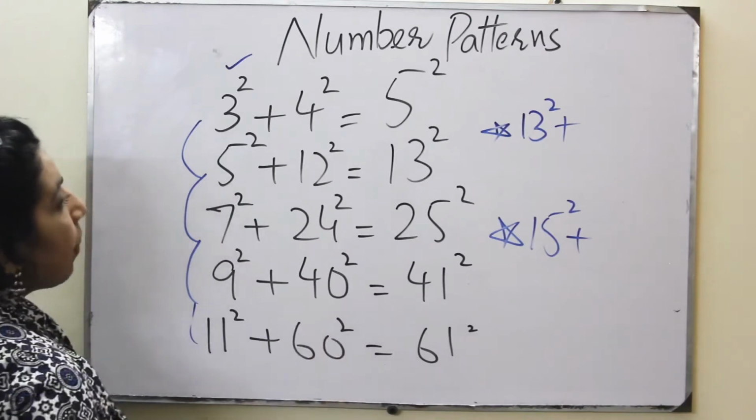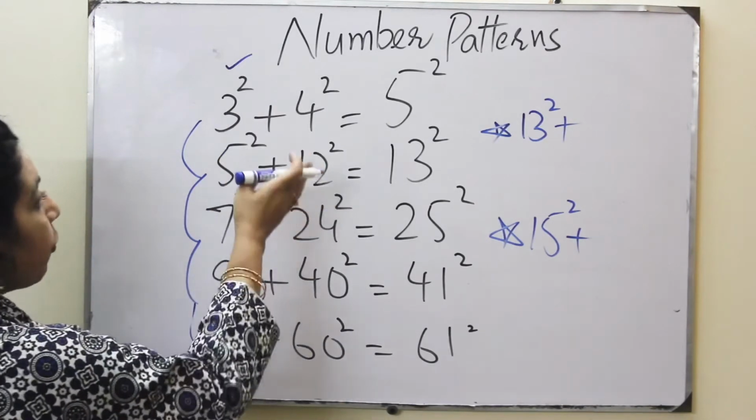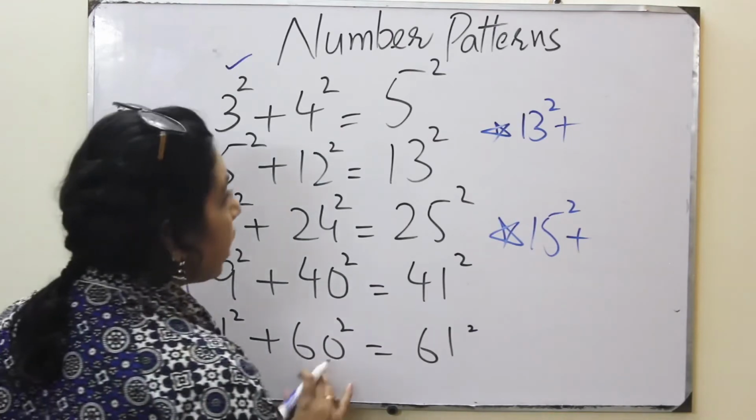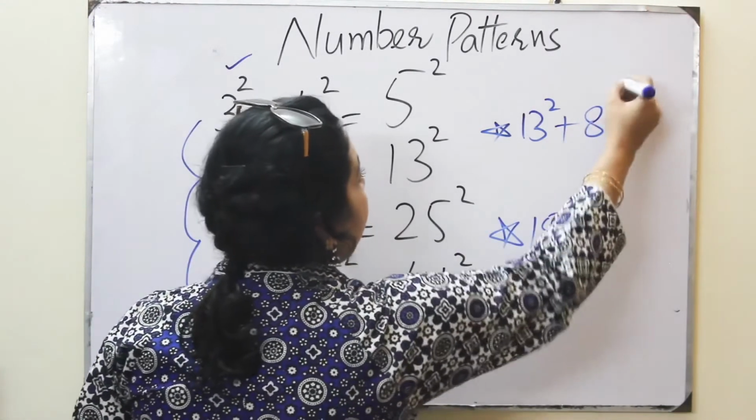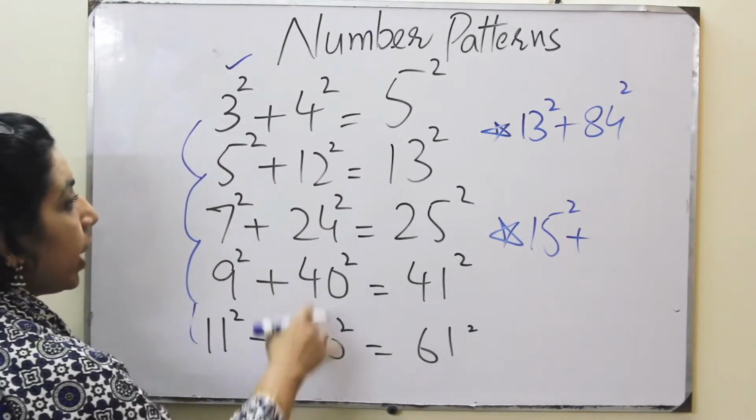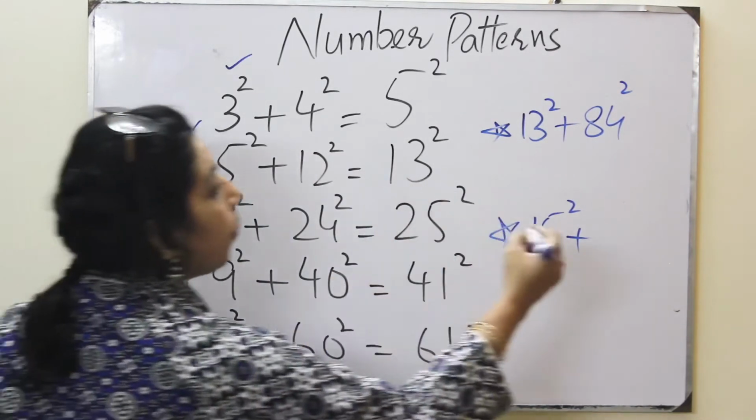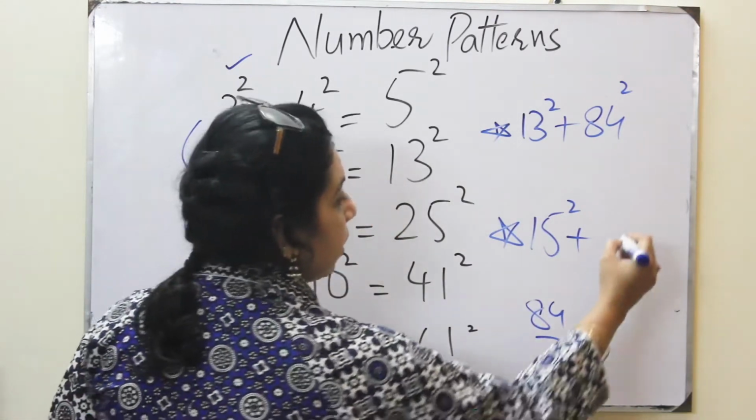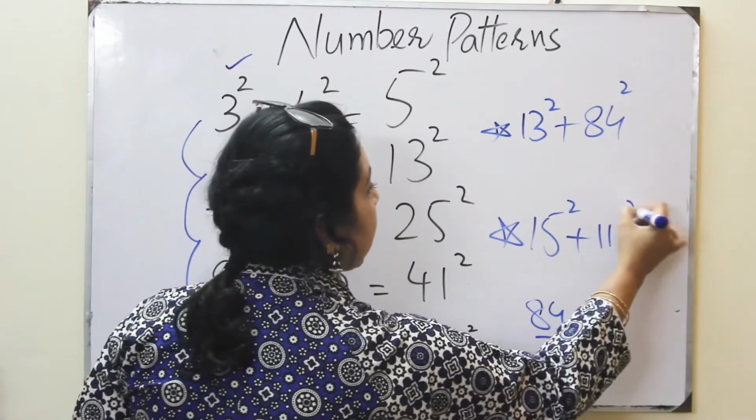Then there should be a gap of 24 as it is the gap of 4 more from the previous term. 60 plus 24 will be 84 and 84 plus 28 will give us 112, right?